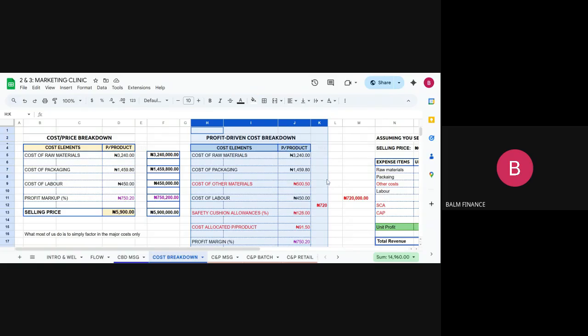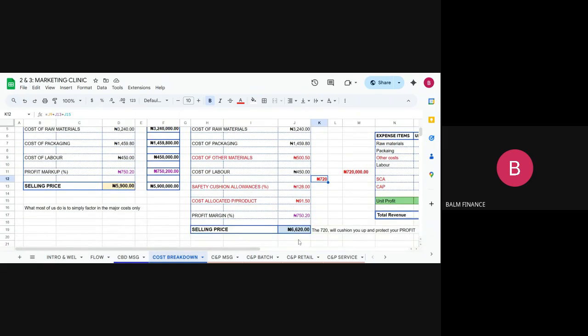So if you look at these three costs, that is what we have added here. It's 500 naira for this particular product, this is 120 and this is 91 naira 50 kobo. If you add it up, it comes to 720. I just want us to see the difference. So there's an extra 720 on the 5,900. This product now becomes 6,620. Now, of course, it's easy to say, oh, mine is cheaper, but cheaper at what cost, right? This one is a little bit more expensive with an extra 720 naira.